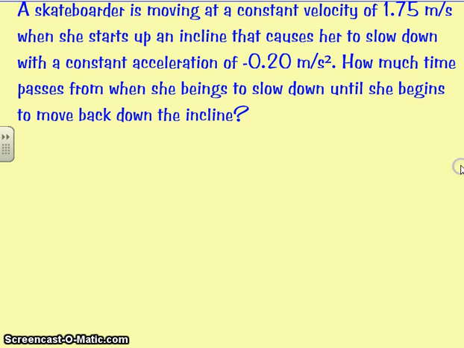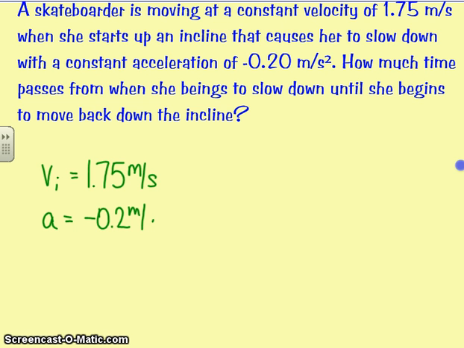Okay, again, write out what we know. We know that her initial velocity is 1.75 meters per second. Her acceleration is negative 0.2 meters per second squared. And it says how much time passes from when she begins to slow down until she begins to move back down the incline. Well, her speed right before she begins to move back down the incline would be 0. The speed right before an object turns around is always 0. So even though the number 0 isn't given to us in the problem, it's something we know because she's turning around.